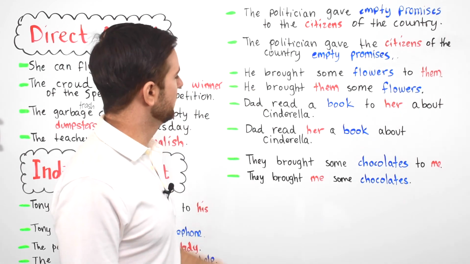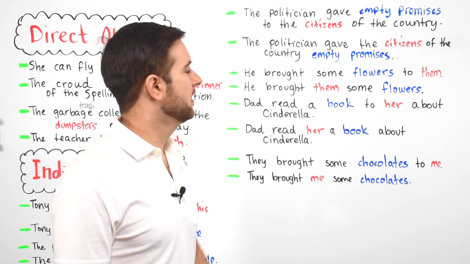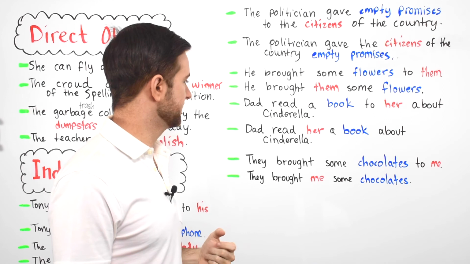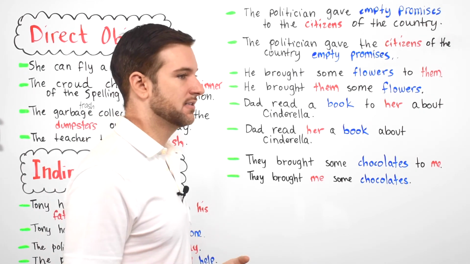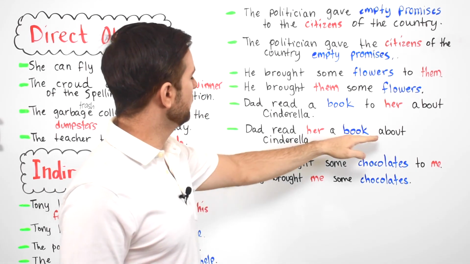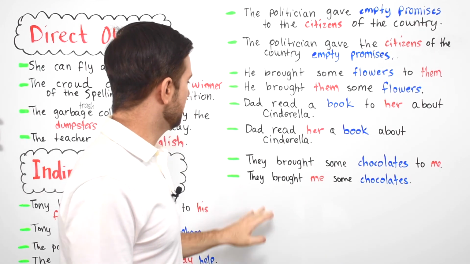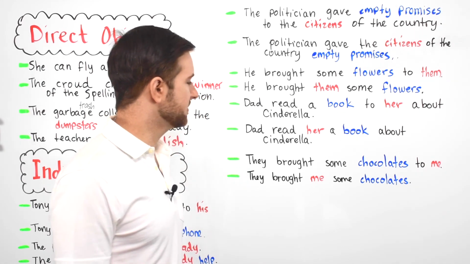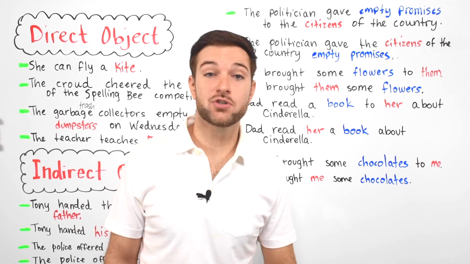don't need it here. Dad read a book to her, again, pronoun, about Cinderella. Cinderella, you know, she has the stepmother and she has the stepsisters and she wants to go to the ball with the prince and she has a glass slipper and a fairy godmother. Dad read her a book about Cinderella. Again, we don't need the word to. And then let's look at our last two examples, okay? They brought some chocolates to me, okay? And they brought me some chocolates.